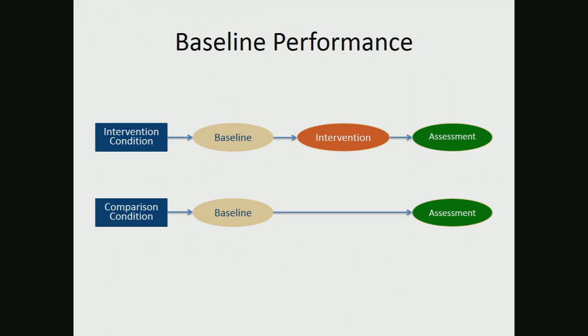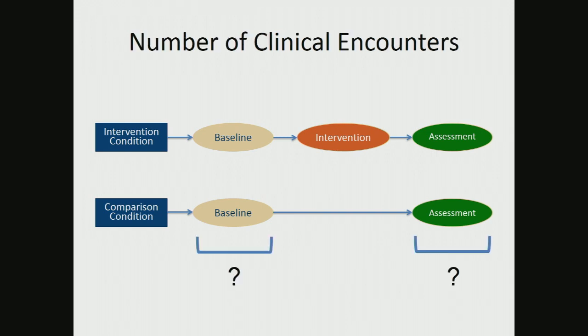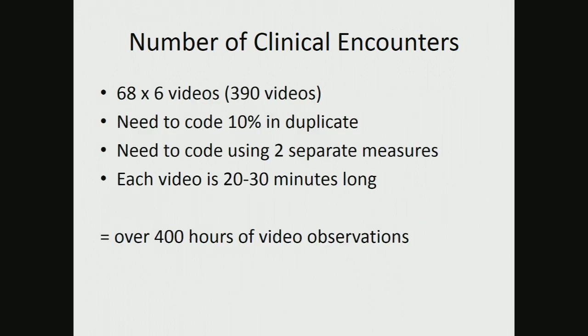So when I show you this, you're going to be shocked at the number. But we chose this, and we chose it for very practical reasons. We chose it because it was all we could do. We would have loved to have had 20 on each side, but the fact of the matter is we enrolled 68 learners. That's 6 videos per learner. We needed to code some of them in duplicate. Assuming our inter-rater reliability was good, we could stick with 10%, otherwise we'd have to do more.